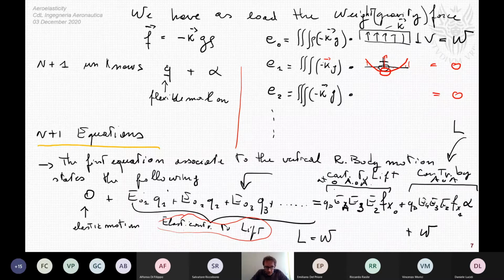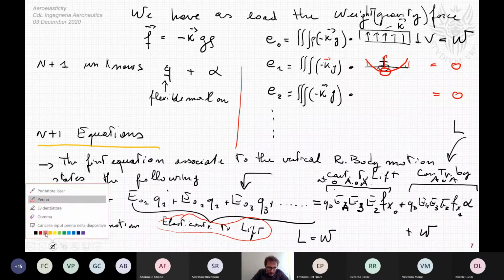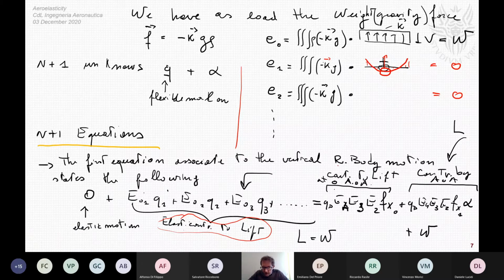All these three contributions are able to generate the final value of the aerodynamic force, and this final value of the aerodynamic force in the vertical direction, which is the lift, is asked to balance the weight.